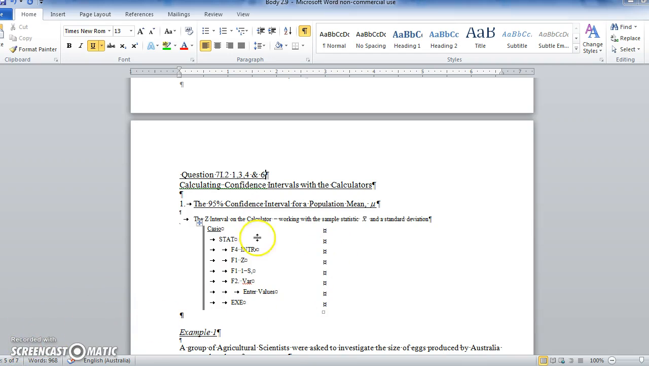Okay, alright, so work through these calculator instructions, make sure you're using that to find your confidence intervals, and have some fun if you can.